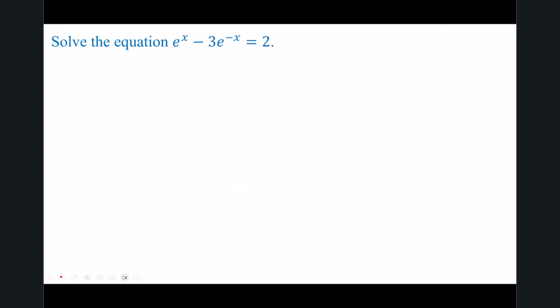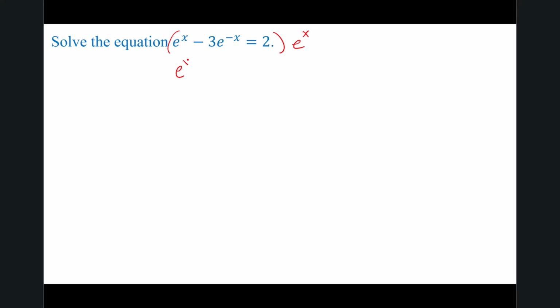What about this one? Can we write this so it's quadratic in form? I have e to the x minus 3 e to the negative x equals 2. So I have an e to the x and an e to the negative x. One thing I can do here is multiply both sides of this equation by e to the x. Watch what would happen if I do that.